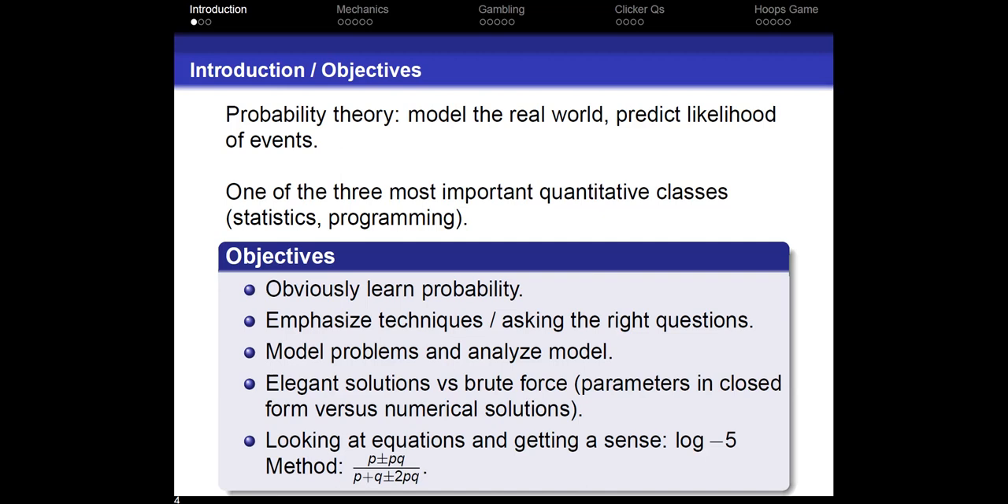And so I'm happy to reorder things so that the exams count a little bit less and a paper or project counts a bit more. I think you learn a lot more from working on projects. So we'll try to model problems and we'll try to analyze the models.